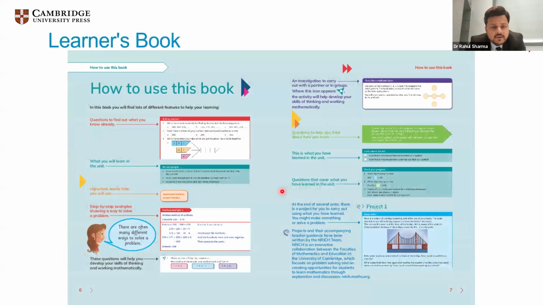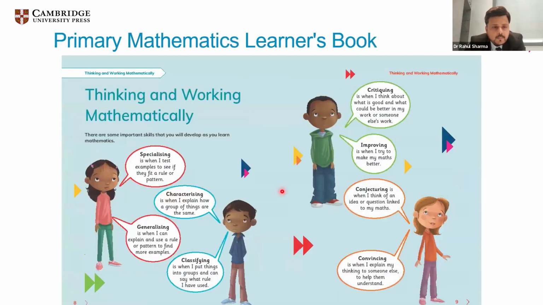So with that in mind, when we talk about how to use this book, these are certain screenshots of the learner's book, in their own language. If you look closely, for a teacher, the wordings and the statements were different. For a primary learner, the wordings are totally different. For example, specializing is when I test examples to see if they fit a rule or pattern. They have given this in very simple language which a primary learner should also be able to understand.